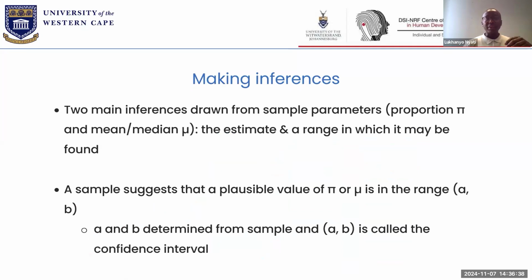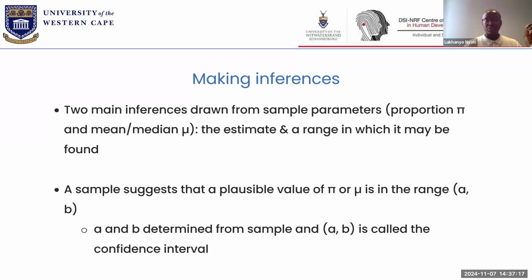Now, when we're making inferences, we're interested in the sample parameters, the proportion, and we estimate. So inferential statistics are about two inferences, and that is the estimate itself, which is either a proportion or a mean or a median, and the range at which it may be found. A sample suggests that a plausible value, which is a proportion or a mean or median, is found in a particular range. And that particular range is called a confidence interval.